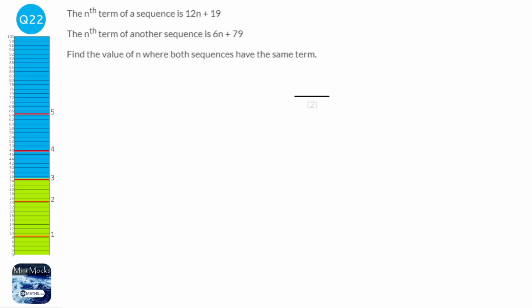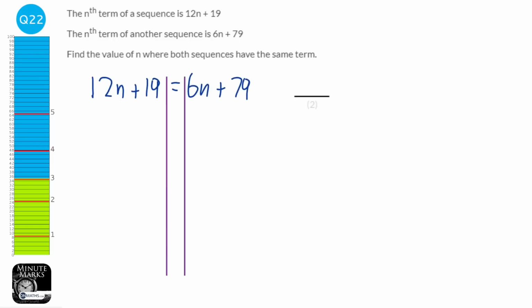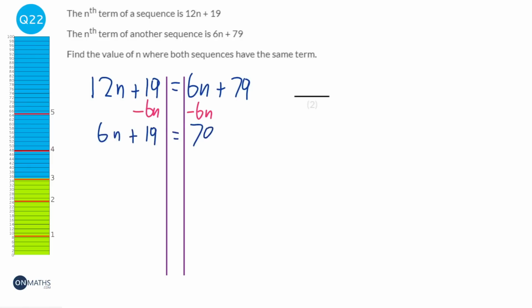So we're asked to find the value of n where both sequences have the same term. So I'm going to start off by equating both nth terms to each other, and then we can find the value of n which gives the same term. So I draw my lines down, and I'm going to start off by getting rid of the n's from both sides. So we look to see which is the smaller amount. So we've got 12n and we've got 6n, so the smaller amount is the 6n. So we're going to take away 6n both sides, and so that would be 6n plus 19, and we've got rid of the 6n, so it's just 79.